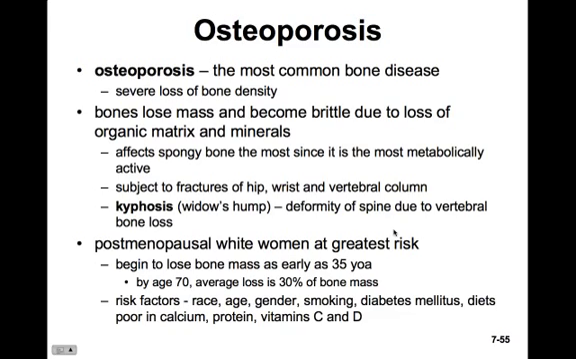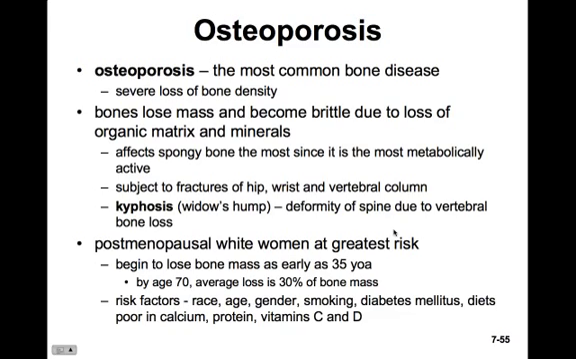The bone mass is lost and bones become brittle due to loss of both the organic matrix and the minerals. It affects the spongy bone the most because it's the most metabolically active bone. Patients with osteoporosis are subject to fractures of the hip, wrist, and vertebral column, and often have this pronounced widow's hump called kyphosis. This is a deformity in the spine that's due to weakened vertebral bones.